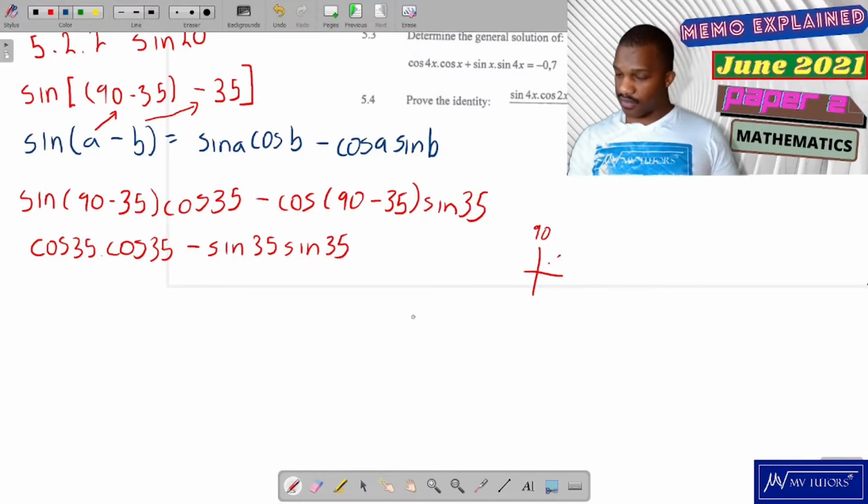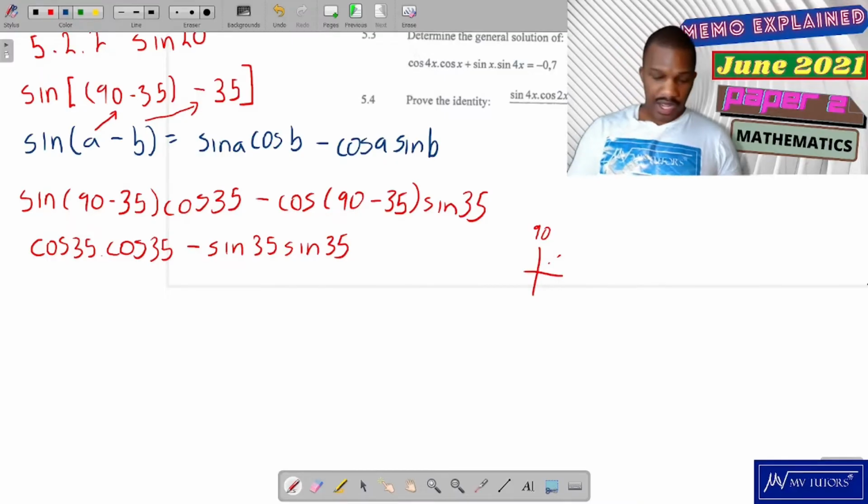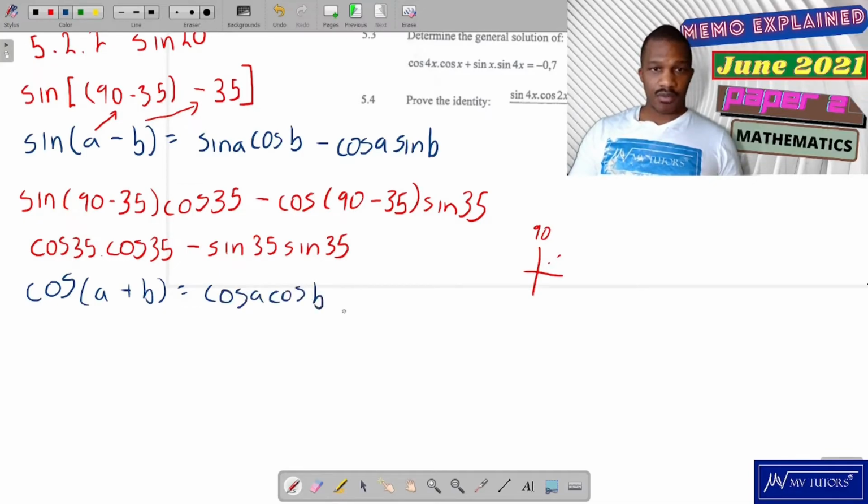It's negative, so I have that. I'm just going to write what you'll see in your formula sheet. You will see cos(A + B) equals cos A cos B minus sine A sine B. So this is what will be in your formula sheet.